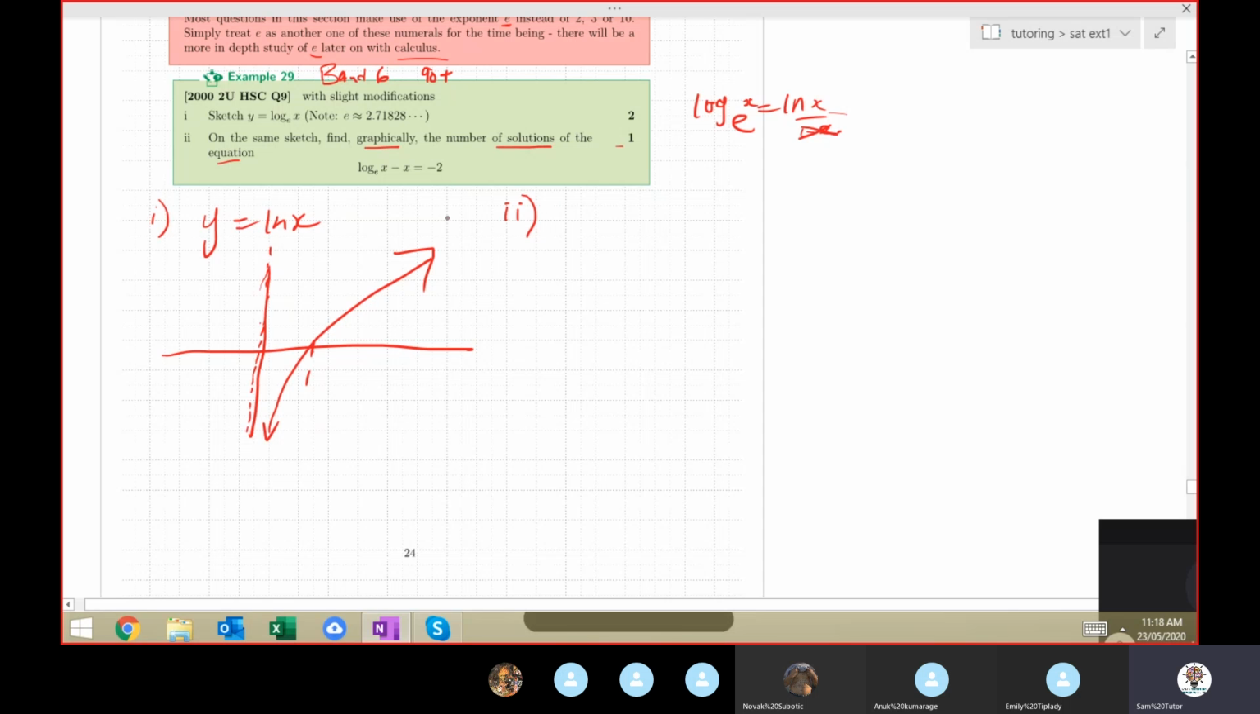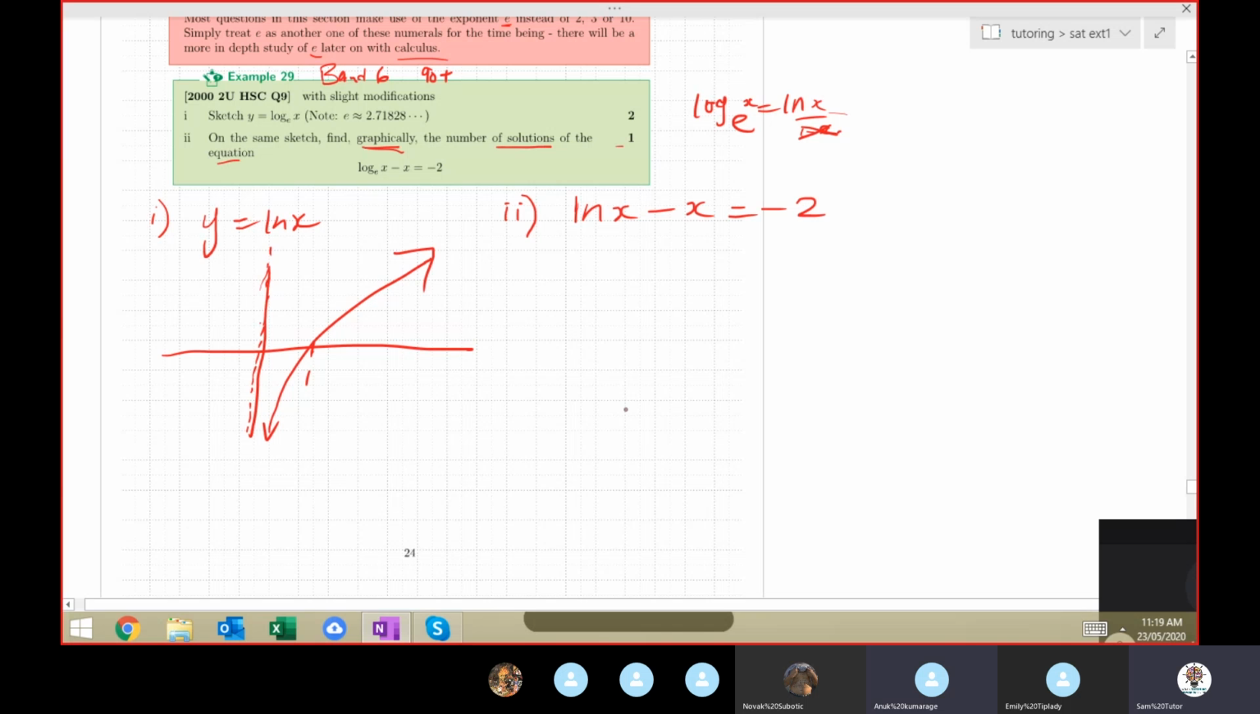So as soon as you're ready, move away from these textbooks and start exams. On the same sketch, find graphically the number of solutions of the equation ln x take away x equals -2. Does anyone have any ideas what it's trying to say? Number of solutions of the equation graphically. Just a guess. I don't want to hear any right or wrong answers, I just want to hear guesses. It's good to guess things. Tell me anything you're thinking of.